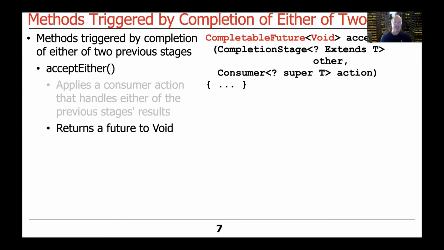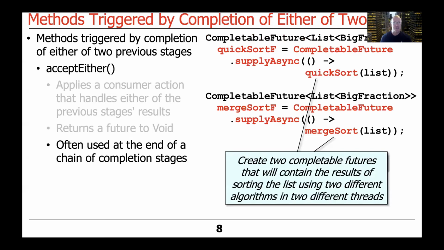acceptEither is a bit like thenAccept in the sense that it returns a completable future to void. So that means that there is in fact no meaningful return result that comes back, and your consumer action needs to have whatever side effect it is going to require in order to carry out the computation in a way that's semantically meaningful in the context in which it's applied. So as a consequence, we often use acceptEither at the end of a chain of completion strategies, much like we would use thenAccept at the end of a chain of completion strategies, except there's not going to be two chains that we're bringing back together again.